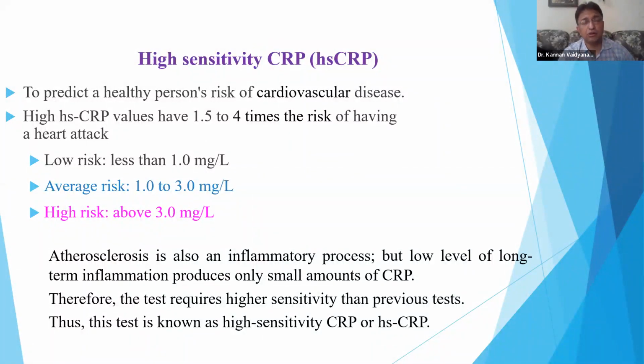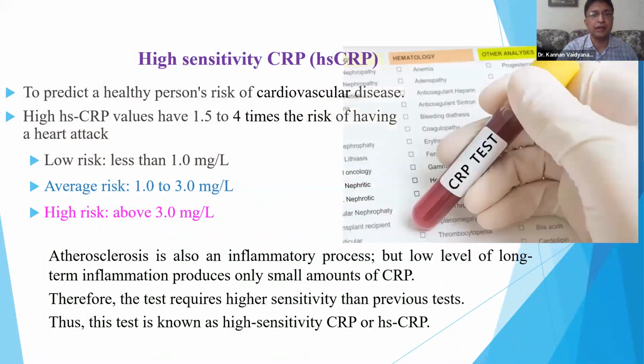It should be remembered that atherosclerosis is also an inflammatory process, and a low level of long-term inflammation produces only a small amount of CRP, and therefore the test requires higher sensitivity than the usual tests. That is why the high sensitivity CRP is used for cardiac disease and not the normal CRP, which might not be indicative of cardiac disease. The high sensitivity CRP is used as an indicator for cardiac disease.